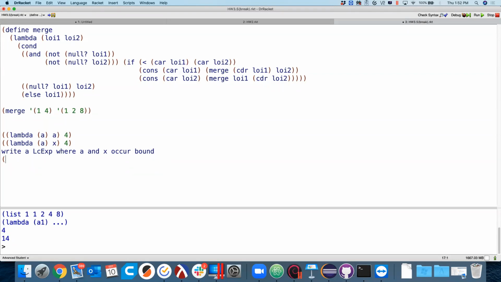So for this one, we can say we have our app expression, a list containing two lambda calculus expressions. The first one can be a lambda that takes in an A and boils down to A. And the second one can be a lambda that takes in an X and boils down to X. Is that a lambda calculus expression where A occurs bound and X occurs bound? Sure. Now write one where A and X occur free, or not bound.